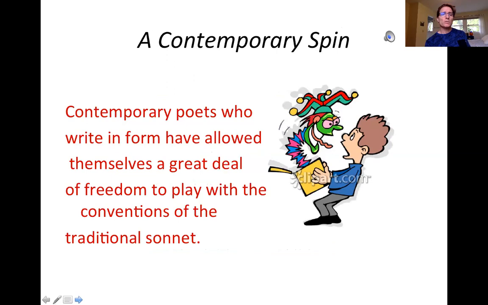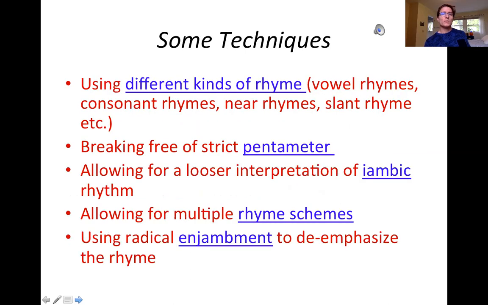Contemporary poets who write in this form have allowed themselves a great deal of freedom to play with the conventions of the traditional sonnet. Some techniques use different kinds of rhyme: vowel rhymes, consonant rhymes, near rhymes, slant rhyme. All that means is a vowel rhyme means the 2 words that you're rhyming share the same vowel sound, like height and fly. Those words can technically rhyme. It's called a vowel rhyme.